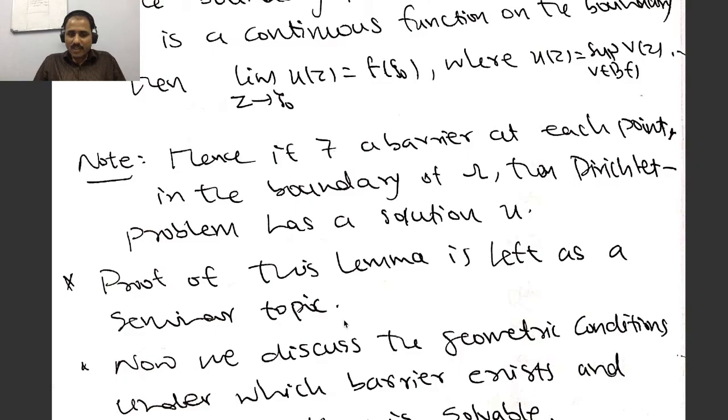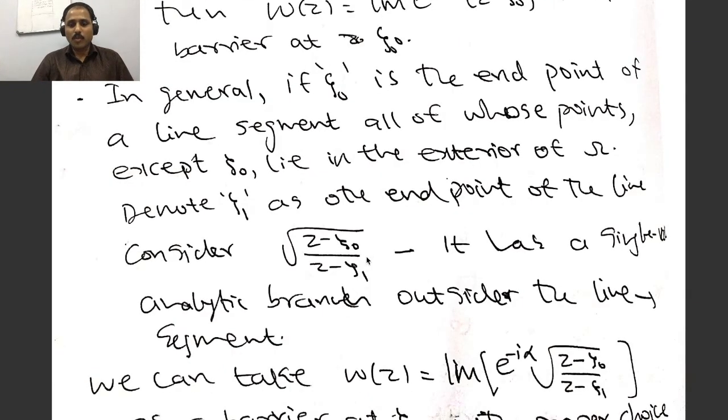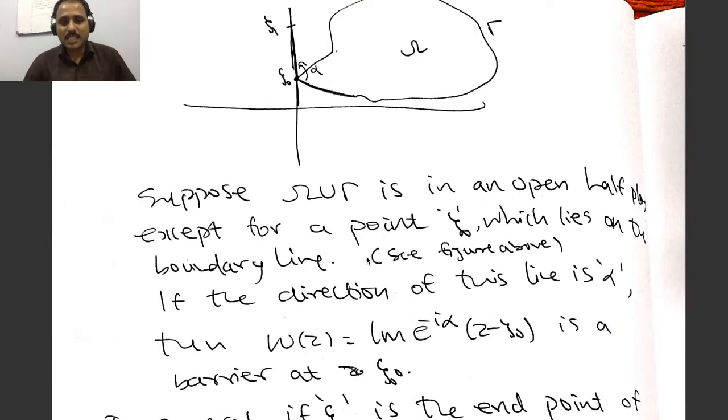Now finally we discuss a geometric condition under which the barrier exists. The question is, when does the barrier exist at each point? That is, when is the Dirichlet problem solved? You consider some boundary like this, some point zeta naught like this. So omega union gamma is in the open upper half plane, with a point zeta naught which lies on the boundary line. The condition is that it is an endpoint of a line segment such that all other points are in the exterior of omega. That's what we consider.